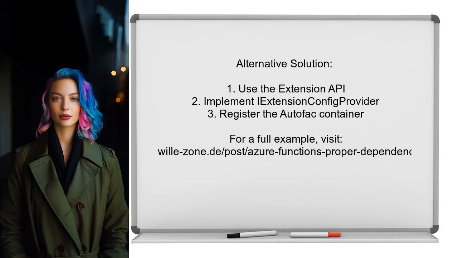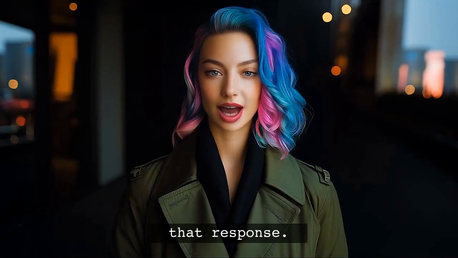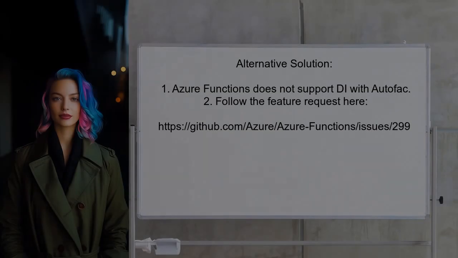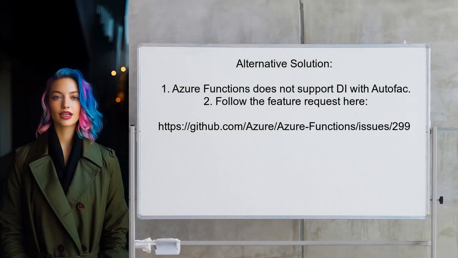One alternative solution for implementing Autofac dependency injection in Azure Functions is to use the new extension API. This method involves registering the container through an IExtensionConfigProvider implementation. That's all for that response. Let's see what someone else had to say. This user points out that Azure Functions currently does not support dependency injection with Autofac. They recommend following a GitHub issue for updates on this feature request.